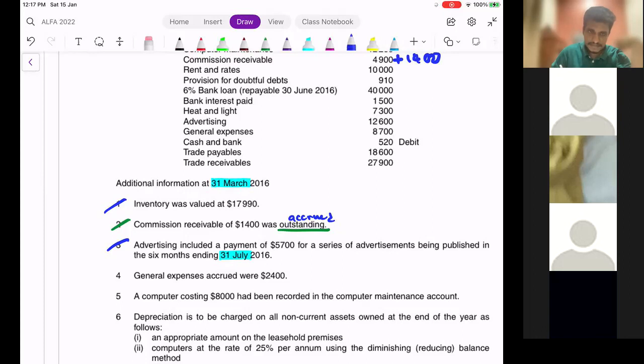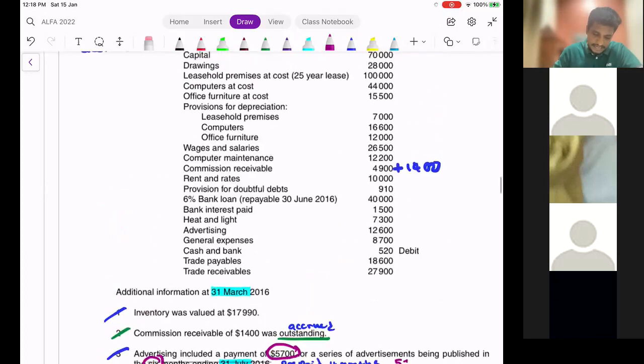Very good. It's a prepaid, but you need to know prepaid for how many months. April, because you close your account on March, right? April, May, June, July. 4 months. Okay, prepaid for 4 months. So how much is your prepaid? You need to calculate. 5,700 for 6 months. 5,700, I write here.